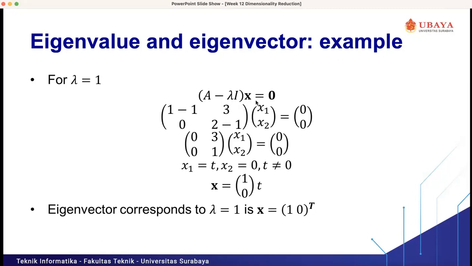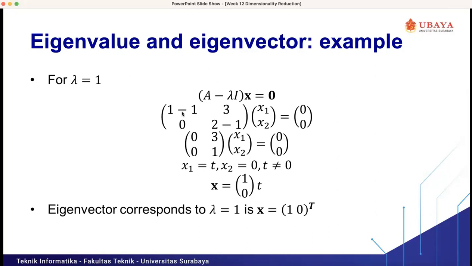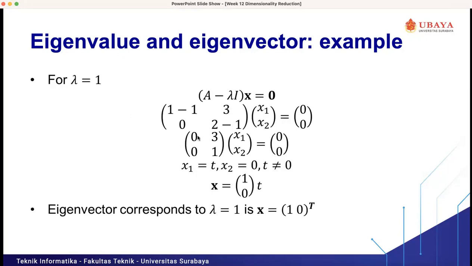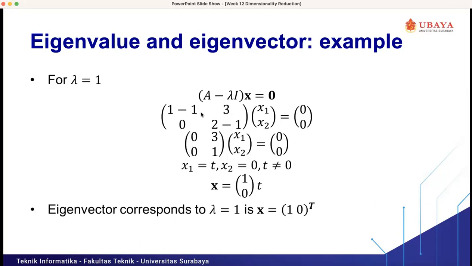This is like our previous formula. This one, right? And then this is the same numbers as our previous slide: 1 minus 1, 3, 0, 2 minus 1. Because we already got lambda 1 and lambda 2, we use lambda equal 1. So that's why we use this equation: 1 minus 1, 3, 0, 2 minus 1.